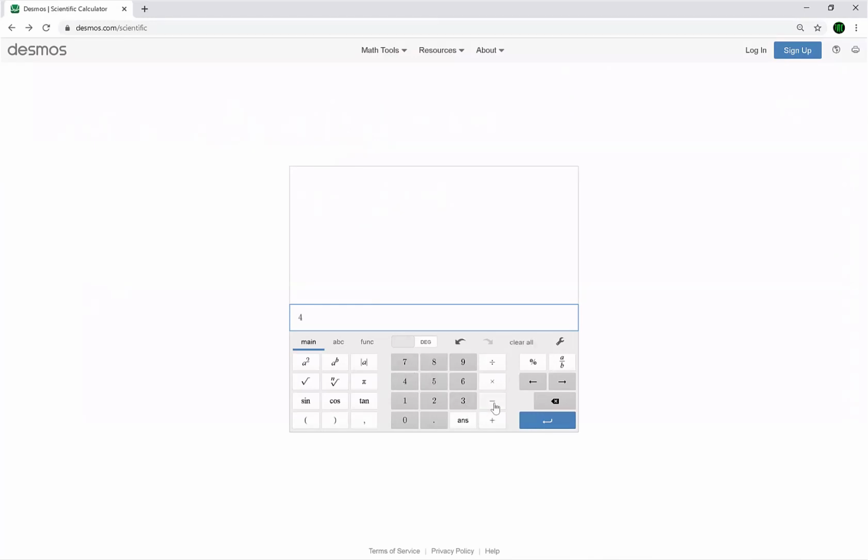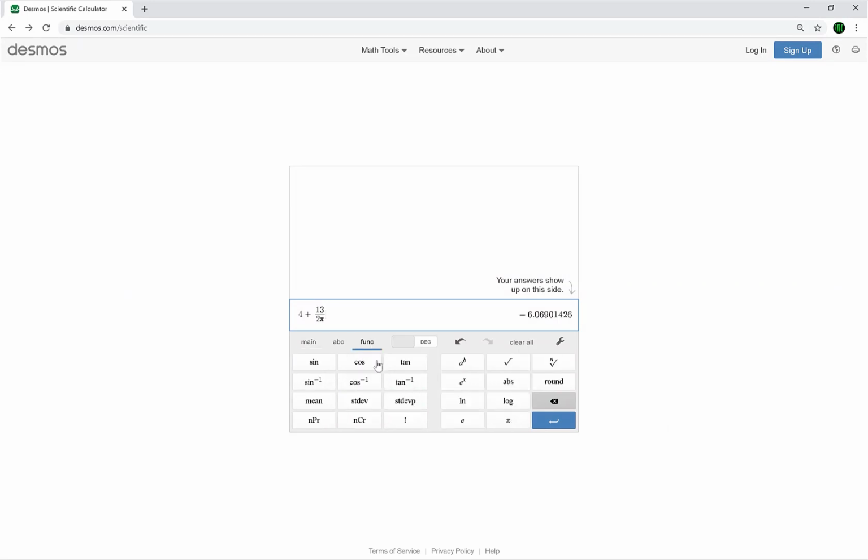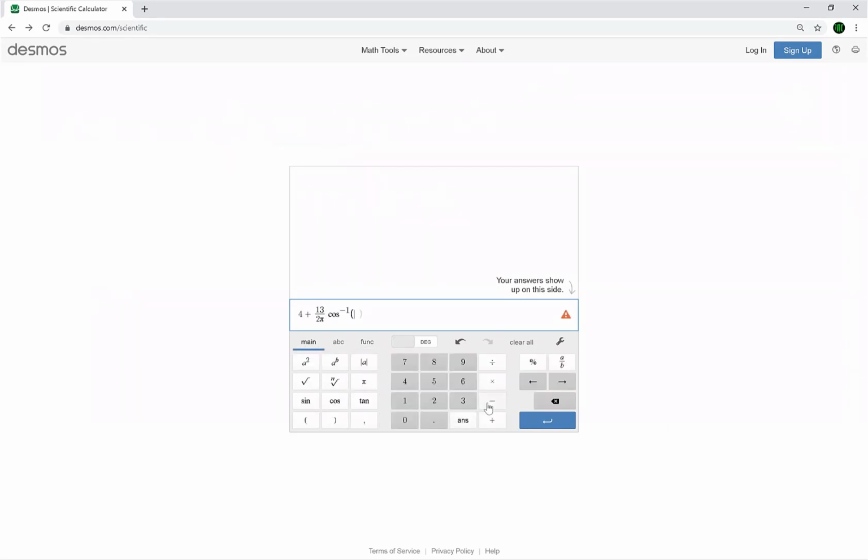I'm going to write 4 plus, what was it, 13 over 2 pi? 13 over 2 pi. And then I had arc cosine. And what did I have on the inside? Negative 4 over 7. Oh, I'm in degree mode. I need to be in radian. Boom. 8.508.